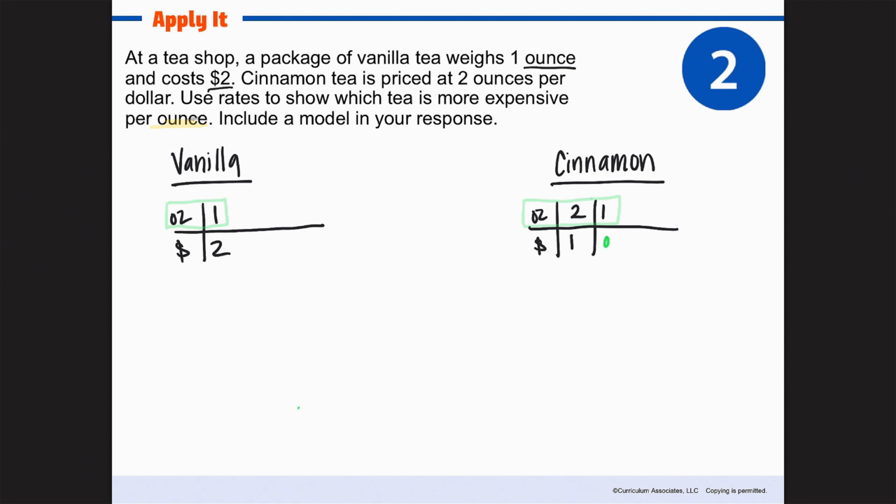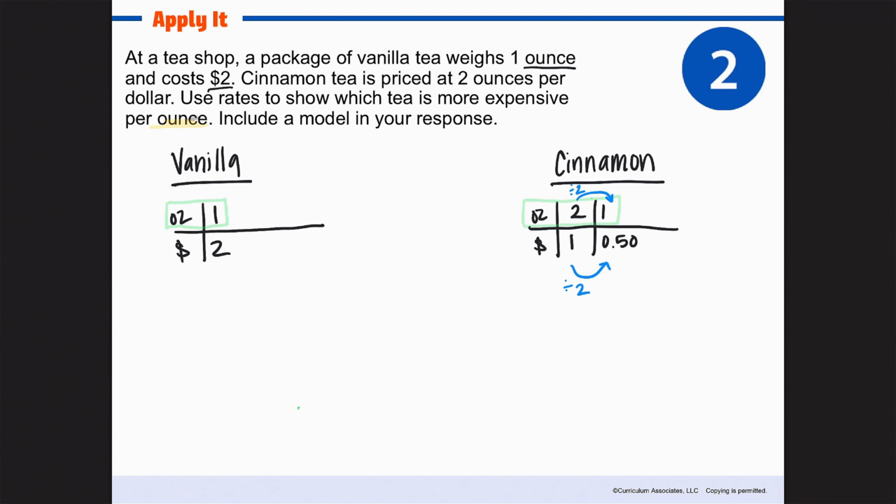Well, that's 50 cents. Okay. Another way I could figure it out is I can just go like this. I know that if I wanted to find out 1, I would divide by 2 and divide by 2. And you can see that's the same principle.